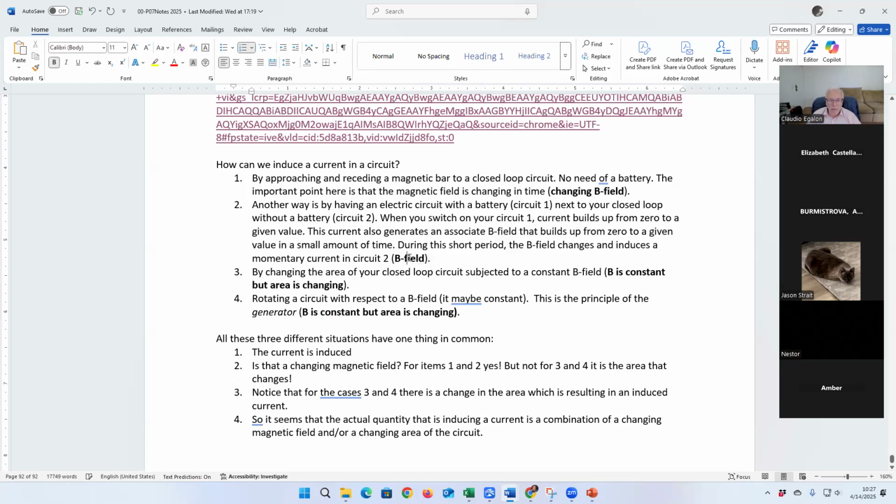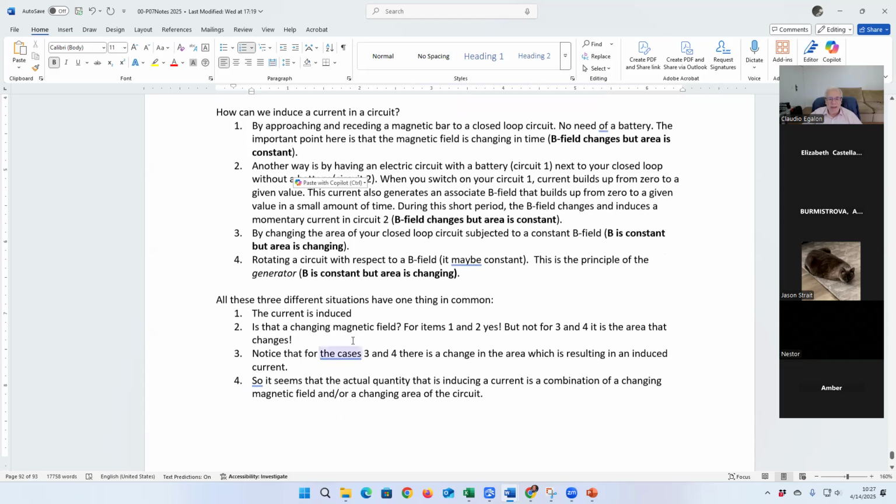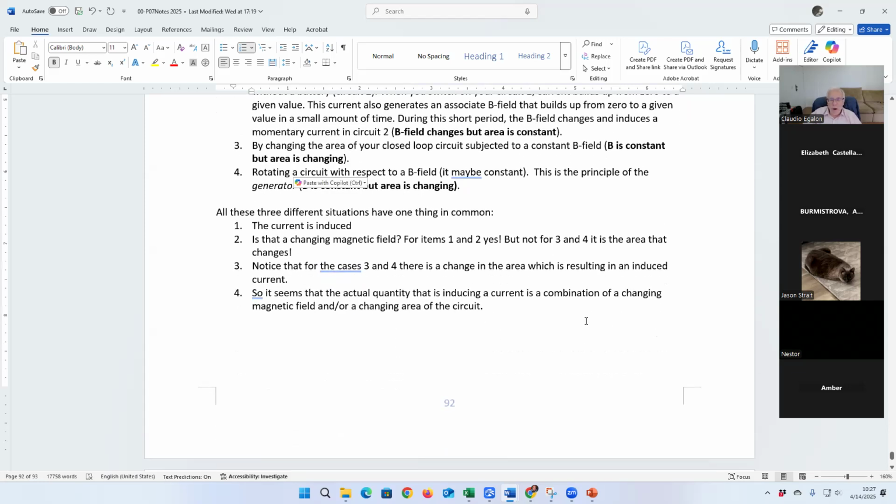B field changes, right? But area is constant. See that? And here in the other one it is the same thing for the first and second situation. Okay? B field changes, but area is constant. B is constant, but area is changing. It's a combination, let's say, of the magnetic field with the area of the circuit.